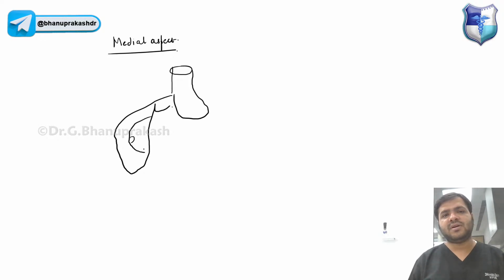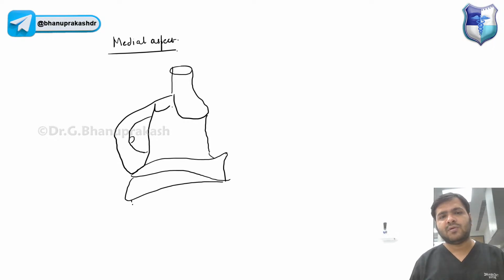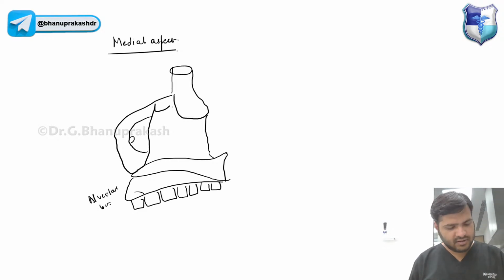Just try to remember, guys. Okay, I'm drawing very roughly, guys, so that you all have an idea about this. We have various teeth below. You already know the alveolar border is there.